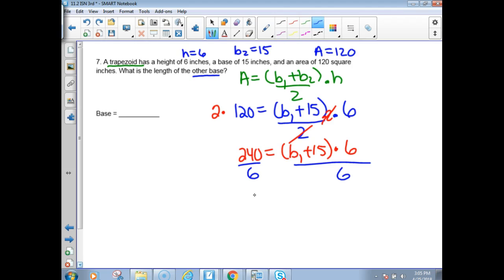So now I've got 40 equals B1 plus 15. And now what? Well, this is the easy part, guys. Subtract. Okay, 40 minus 15 would be 25. These were in inches.